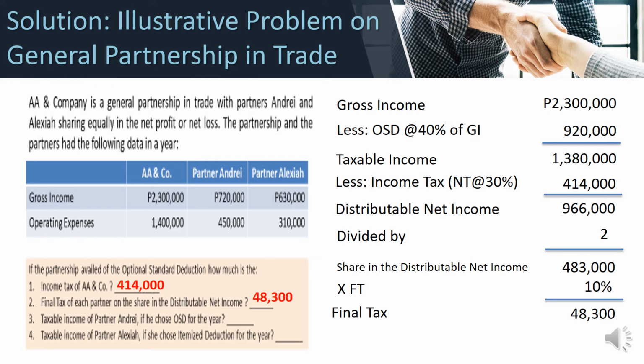So, kailangang mabayaran muna yung final tax na 48,300 or i-deduct na yan sa 483,000 para dun sa marireceive ng partners. Okay, so hindi buong 483,000 ang marireceive ng mga partners. Take note. Ang marireceive na lang ng mga partners na share dun sa distributable net income will be the net of tax. So, babayaran yung 48,300, i-deduct dun sa 483,000 para malaman yung marireceive ng mga partners dun sa share in distributable net income.